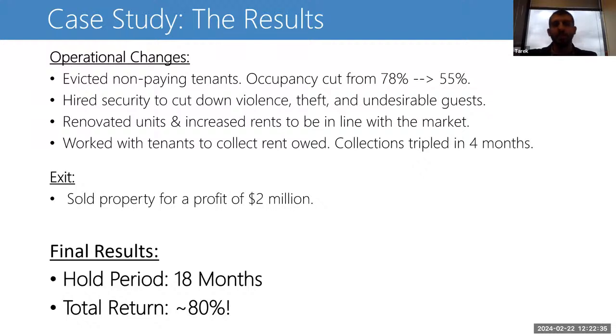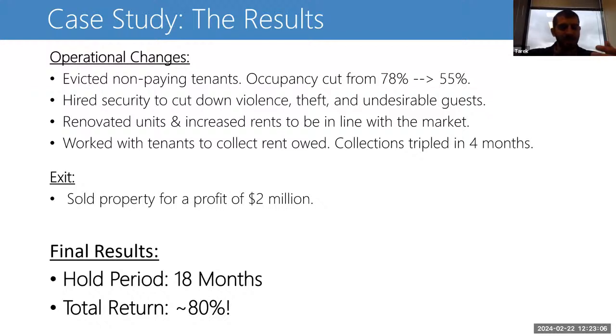And then we worked with tenants who maybe did have some trouble to actually collect the rent and find a way that's going to make sense for them and us to get everyone to a satisfactory outcome. And our collections rate, to show you just how different it was between having a professional management company and having the mom and pop previous owners, our collections on the property tripled in just 4 months, which is just huge. So when we did ultimately sell the property, we actually sold it for a profit of $2 million. And that happened in a period of just 18 months.